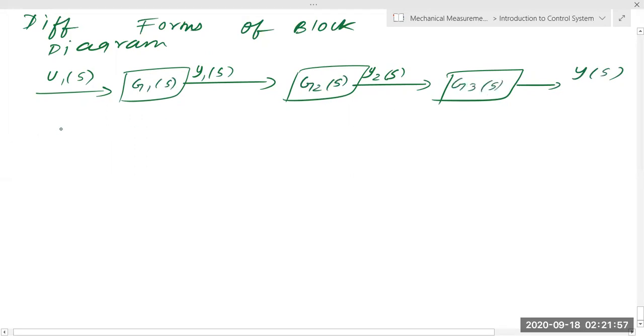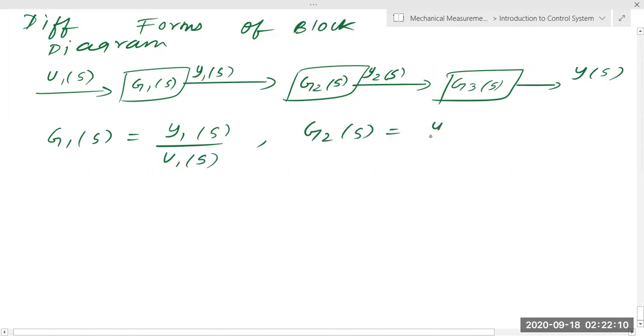Now what if I try to find G1 of S? G1 of S will be equal to output upon input, so this will be Y1 of S upon U1 of S. What if I try to find G2 of S? Again, output is Y2 of S. Input now is nothing but the output of G1 of S, which is Y1 of S. And if I tell you to find G3 of S, this will be equal to output Y of S upon Y2 of S, which is the output of G2 of S.